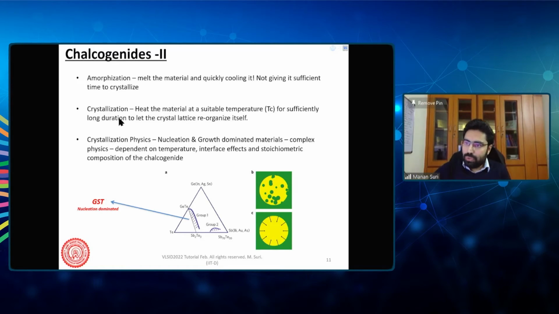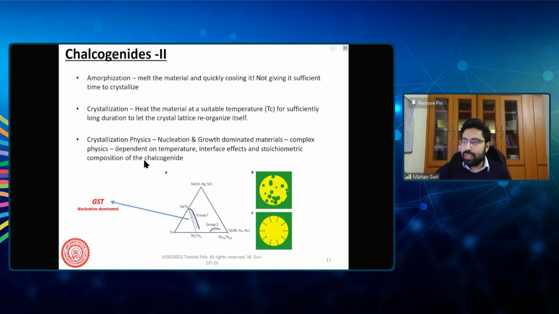So when it comes to crystallization, you are essentially heating the material above a critical temperature known as the crystallization temperature, but definitely below the melting temperature. The melting temperature is higher than the crystallization temperature, because if you cross the melting temperature, there are chances that you may start the process of amorphization. So you stay somewhere between TC and TM.